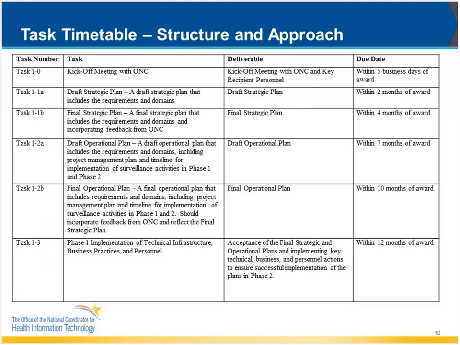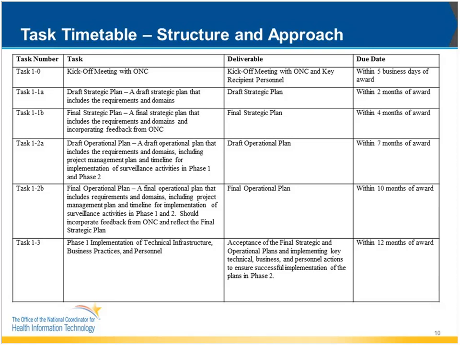This is a task timetable. The details of these tasks are outlined in the FOA, but we'll just go over them from a high level. Task 1, there'll be a kickoff meeting with ONC within 5 business days of the award. There'll be a draft strategic plan due within 2 months of the award. There'll be a final strategic plan due within 4 months of the award. There'll be a draft operational plan due within 7 months of the award. A final operational plan will be due within 10 months of the award.